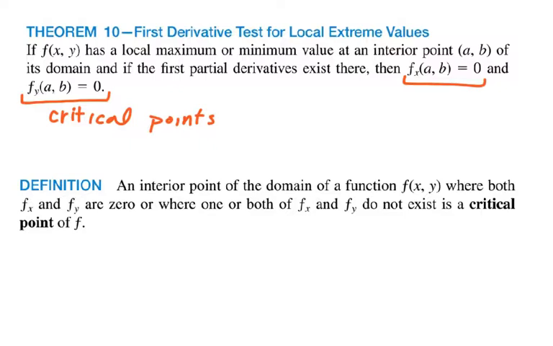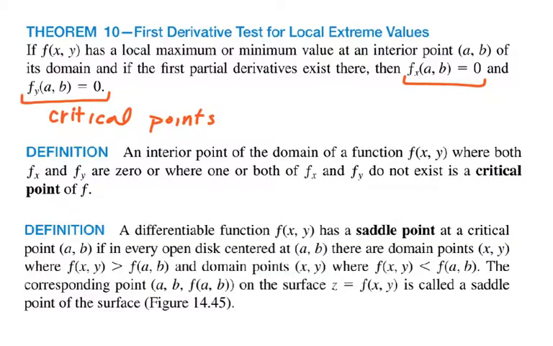You may remember we found critical points or critical numbers in Calc 1. Those were found by setting the derivative equal to 0. They were also found when the derivative was undefined or the function was undefined. So any point inside the domain of the multivariable function where both of the partials are 0, or where one or both of those partials does not exist, those are going to give us critical points.